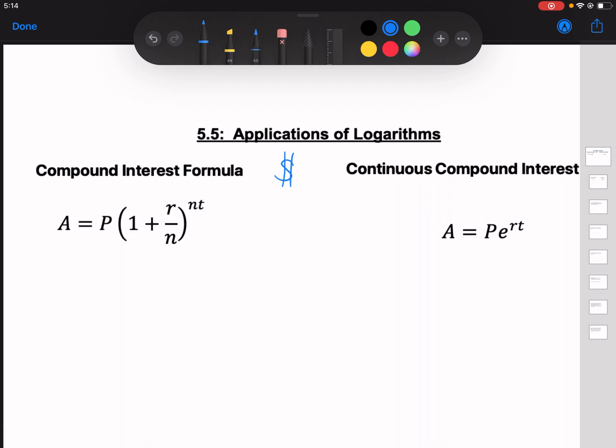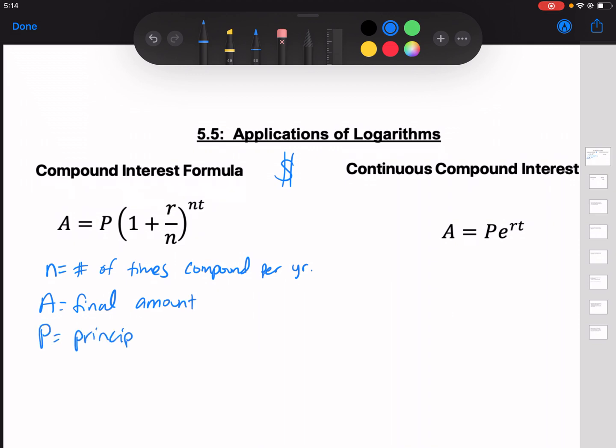So compound interest, specifically the N, tells you the number of times that you compound in a year, while a continuous compound means it's continuously compounding on the interest, which can be a good or a bad thing. So in both cases, though, the A represents your final amount of money you have, while the P represents the principal amount, meaning how much you put in. R is the rate in both cases, and T is your time.